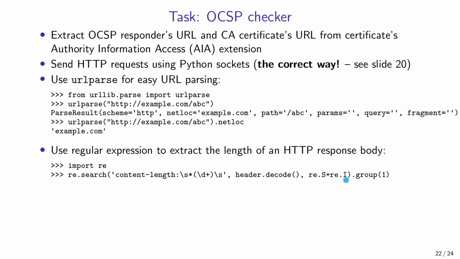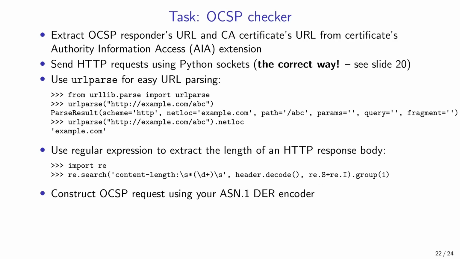The I flag means that this search will be case insensitive and will also match the case where Content-Length starts with a capital letter. The S flag will interpret the text in the header as a single line. This group 1 will return the contents in these parentheses, these digits here. Note that this result will be a string, so you have to cast it to an integer to use it later. Okay?